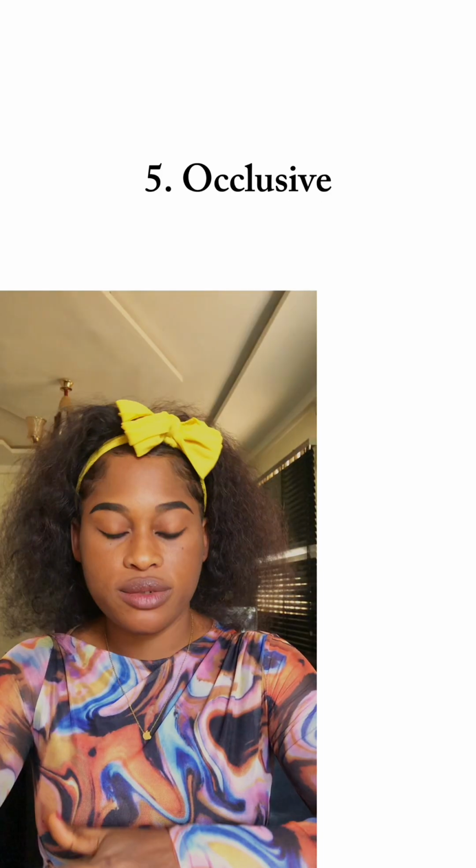Let's go to number 5, and number 5 on my list is occlusive. What is occlusive? Occlusive is the group of ingredients that prevents water loss from the skin. Compared to humectant, which draws water to the skin, occlusive prevents that water loss. Hope you get it. Examples of occlusive include dimethicone, shea butter, cocoa butter, coconut oil, castor oil, and olive oil. We have a lot of them, but to mention a few, those are the ones. So that is it about occlusive.